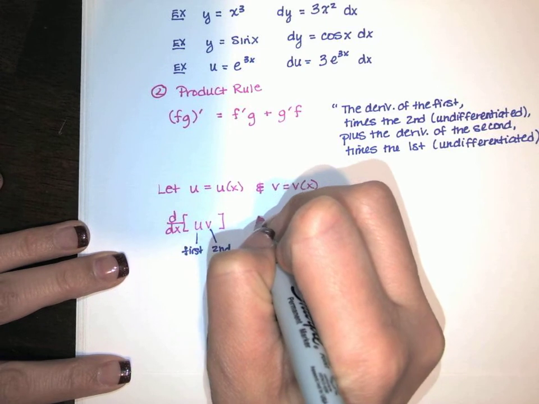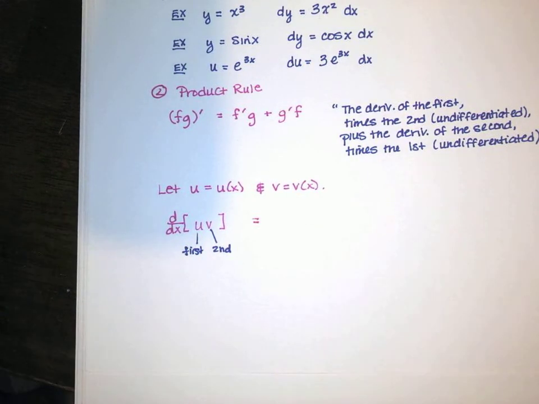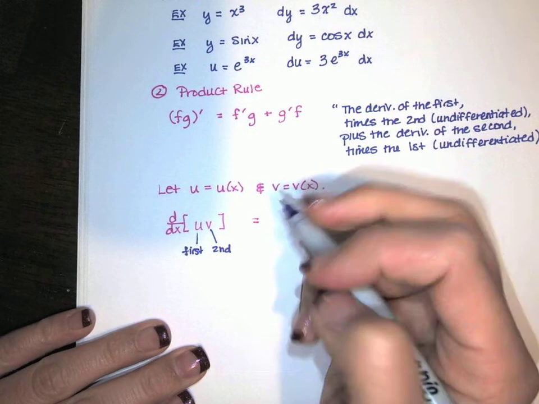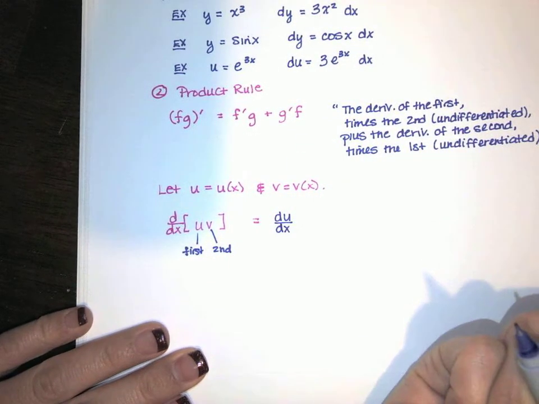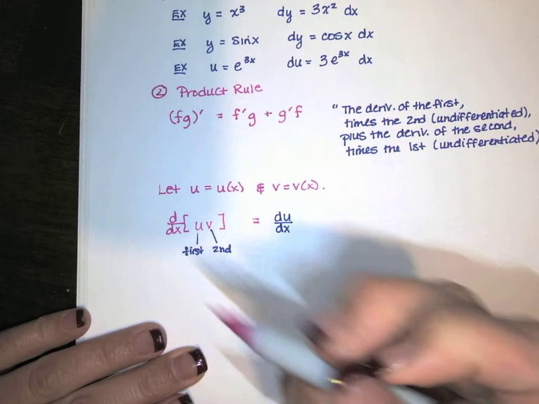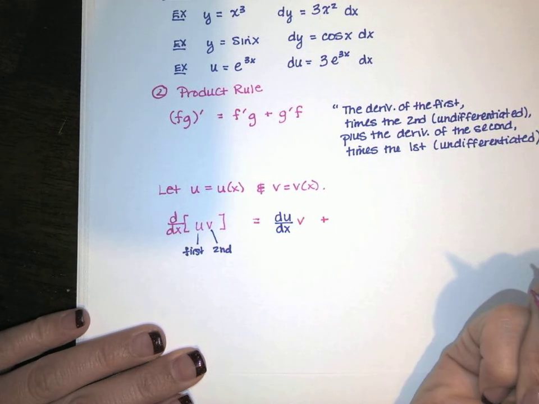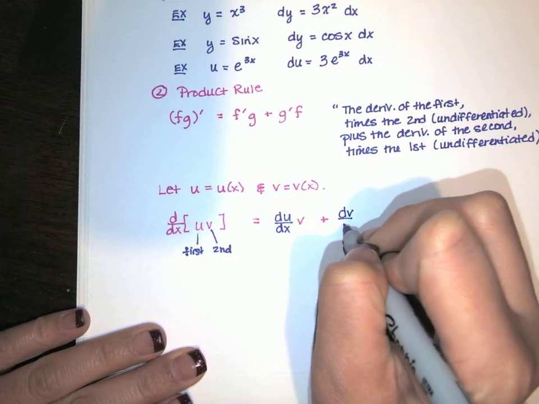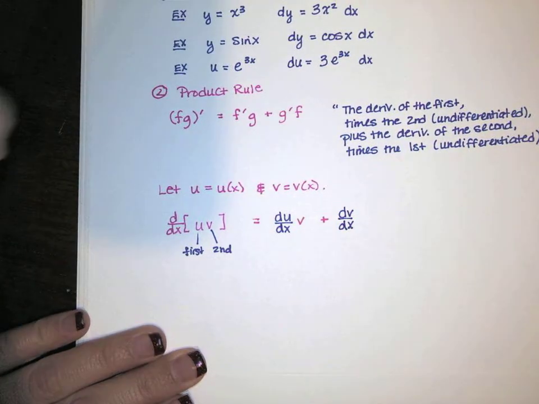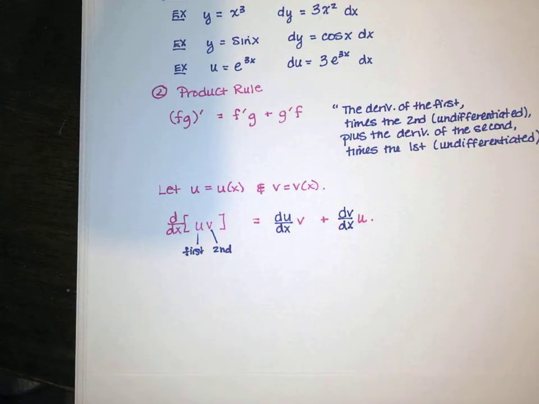Now, according to our product rule, the derivative is derivative of the first times the second. Derivative of the first is du dx, using Leibniz notation, times the second. And then we're going to add the derivative of the second times the first. So that's my product rule.